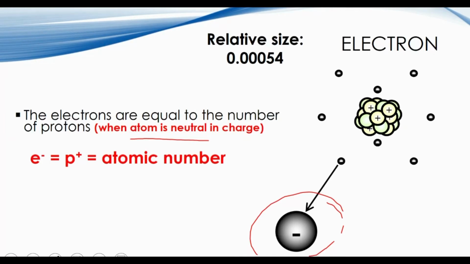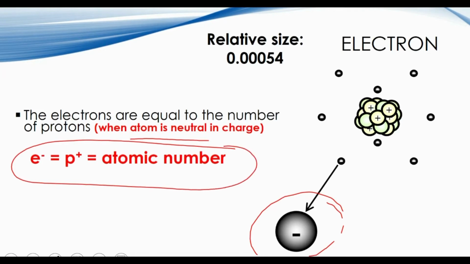And that's what we have here in this small information. The E negative, which is the electron, equals the number of protons, which equals the atomic number. But remember, that is only true when we have an atom that is neutral in charge.